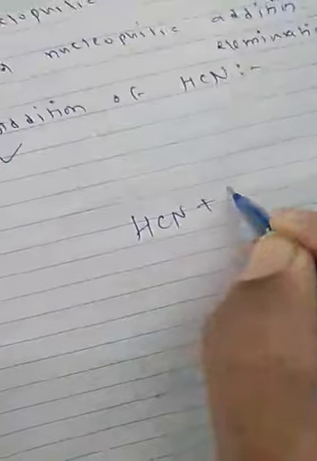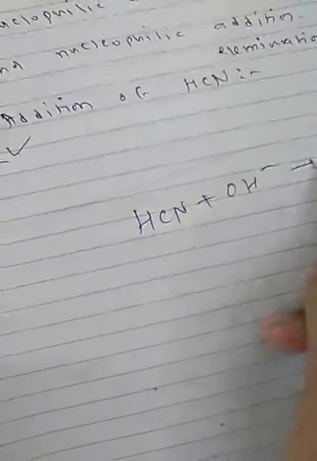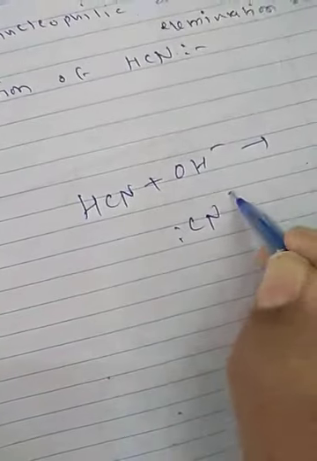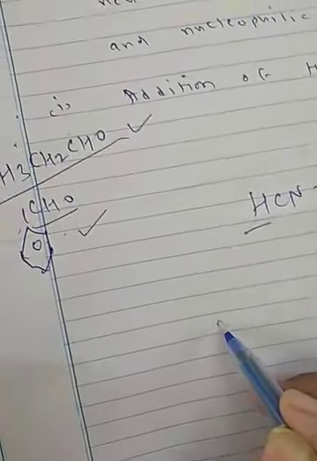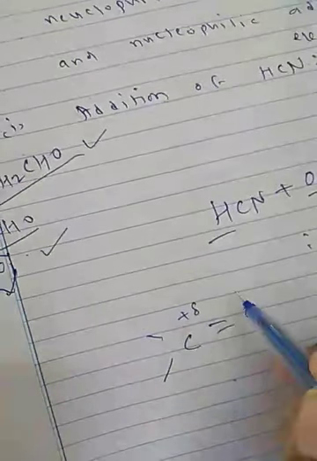Again I am explaining. HCN plus OH ion: the nucleophile is ready, plus H2O. According to the first mechanism I taught you, in the C=O double bond carbon is positive and oxygen is negative. So the CN will come and you will get the intermediate product.